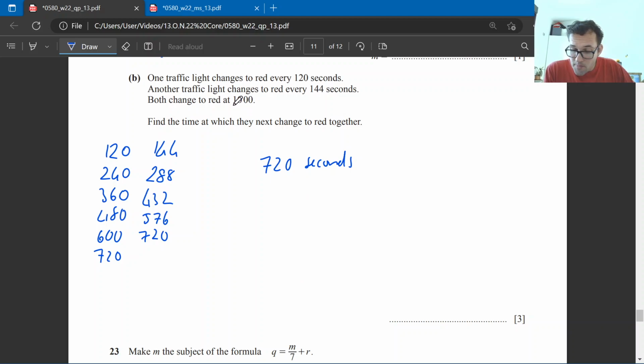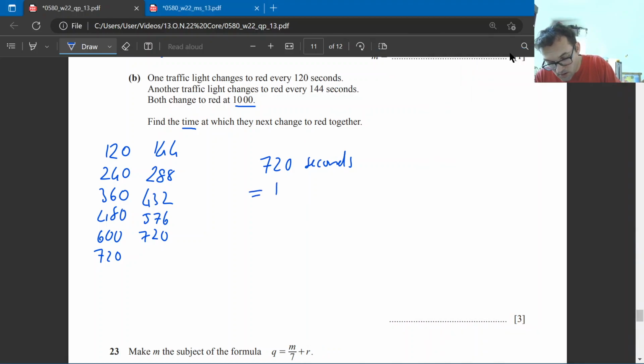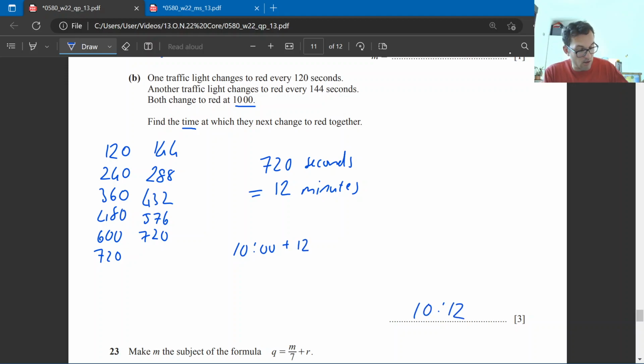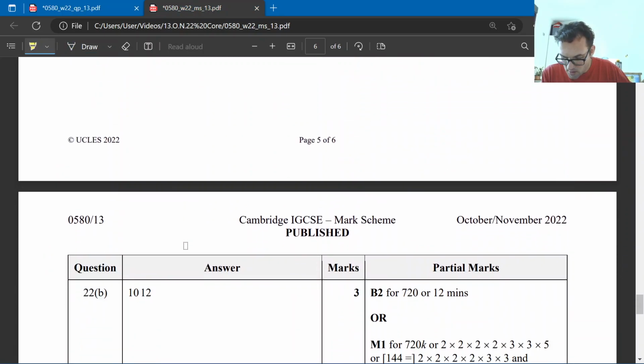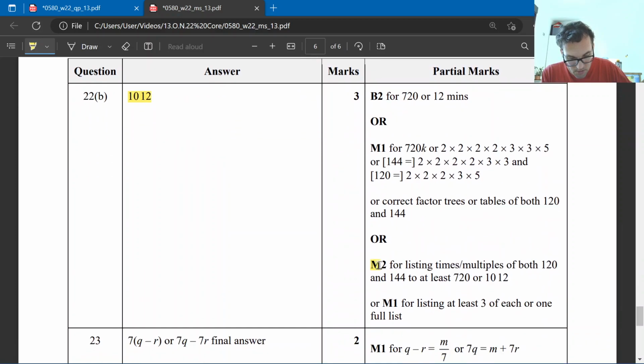So, what time will they be the same again? Well, 720 seconds after 10 o'clock. So let's change that to minutes. 720 divided by 60, 12 minutes. So that's equal to 12 minutes. So we just add that 12 minutes to 10 o'clock. And that will be 12 minutes past 10. Yep, that's right. Okay. So I used this method, listing the multiples of both.